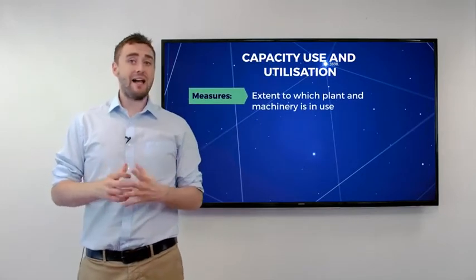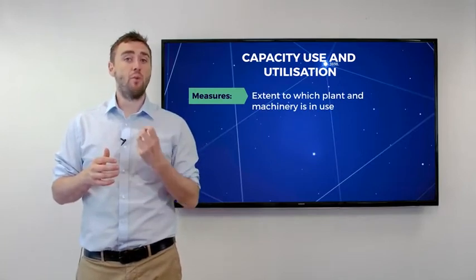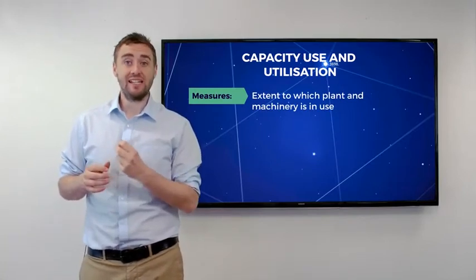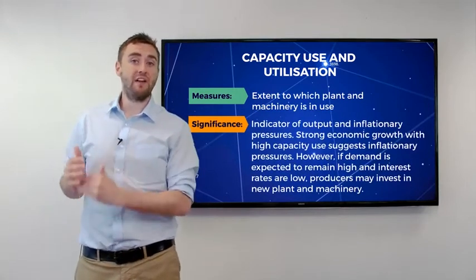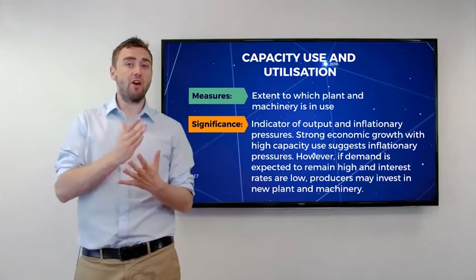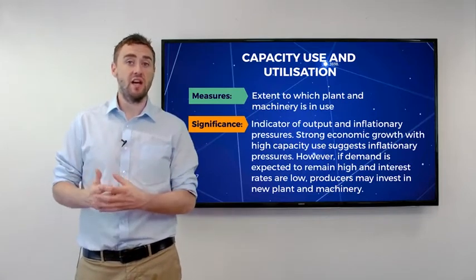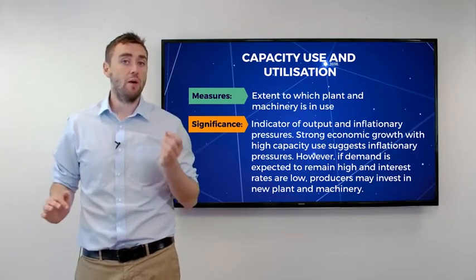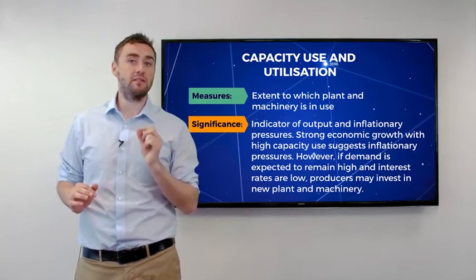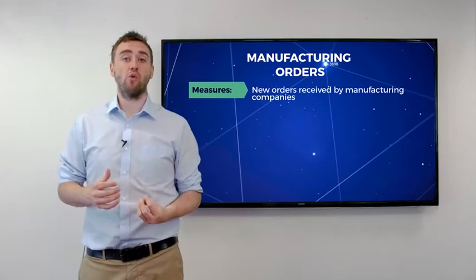Next up, we have capacity use and utilisation. Now, this measures the extent to which plant and machinery is in use. And it's significant because they're indicators of output and inflationary pressures. So strong economic growth with high capacity use suggests inflationary pressures. However, if demand is expected to remain high and interest rates are low, producers may invest in new plant and machinery.